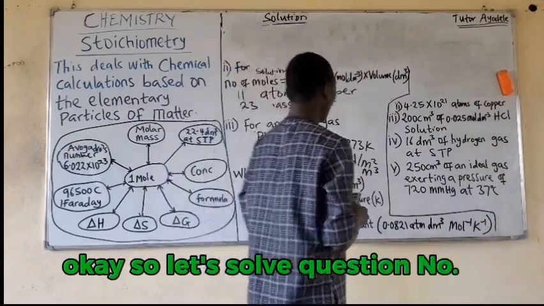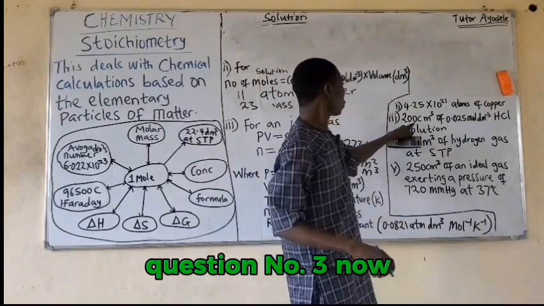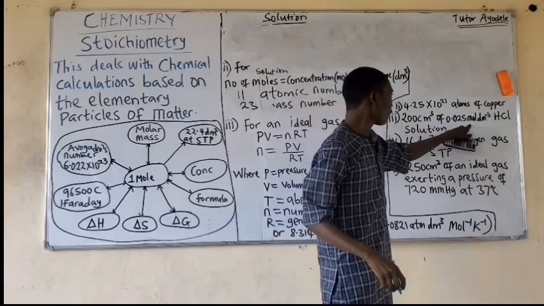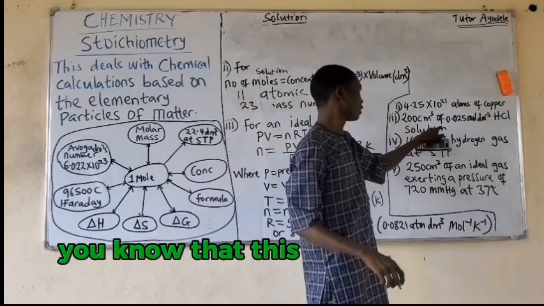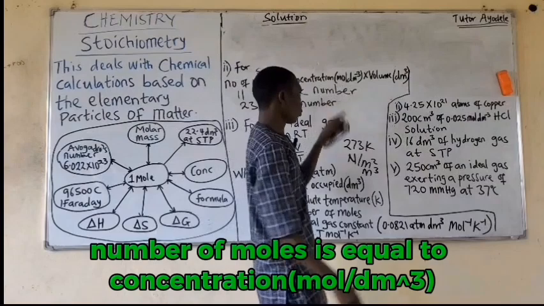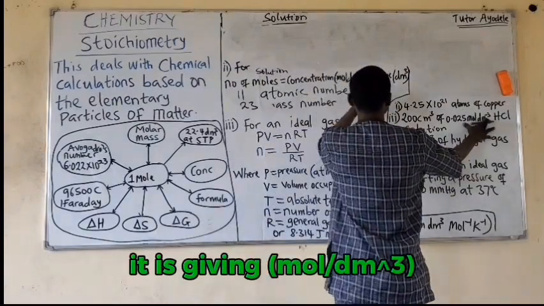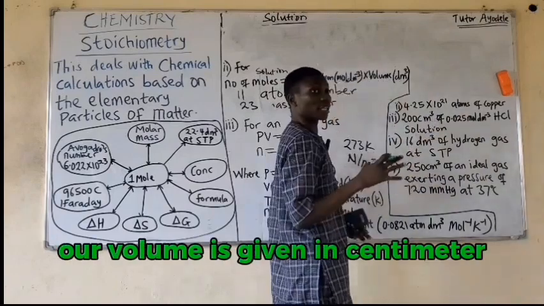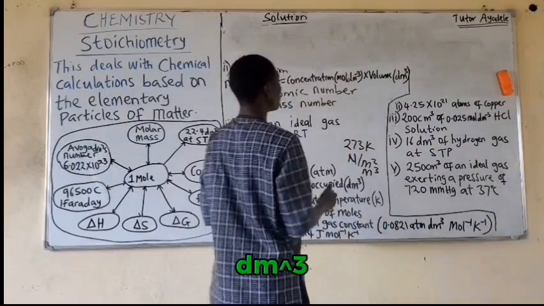Okay, so let's solve question number 3. 200 cm cube of 0.025 mole per dm cube of HCl. We are to calculate for the HCl solution. You know that this one is talking about solution. So for solution, number of moles is equal to concentration in mole per dm cube times volume in dm cube. But our volume is not given in dm cube, it is given in centimeter cube. So I will convert this volume to dm cube.